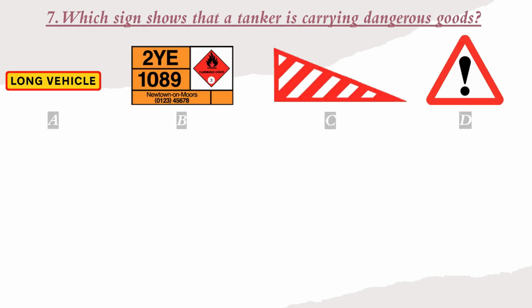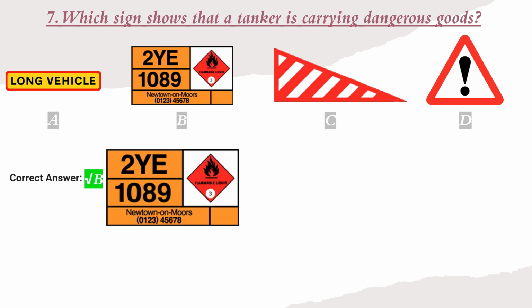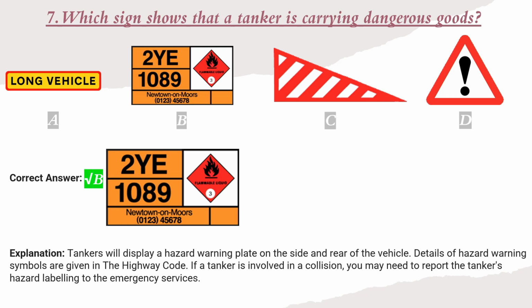7. Which sign shows that a tanker is carrying dangerous goods? A, B, C, D. Correct answer: B. Explanation. Tankers will display a hazard warning plate on the side and rear of the vehicle. Details of hazard warning symbols are given in the Highway Code.